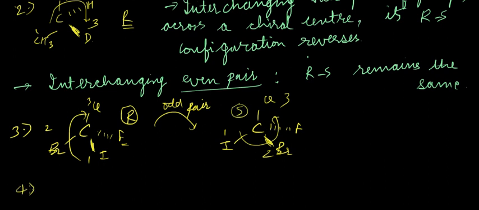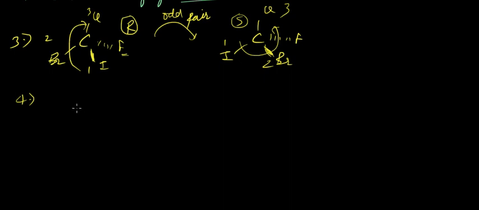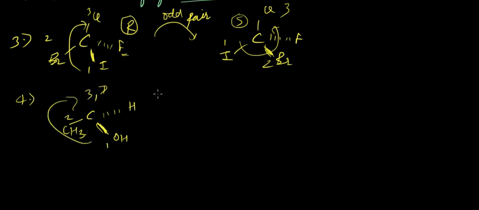let us look at the fourth example. We have D, H here, OH in the wedge, and CH3 here. So H is the least priority group, and obviously it is on the dash only, so we don't need to change any pair of groups here. So first, second, and third, this is R.